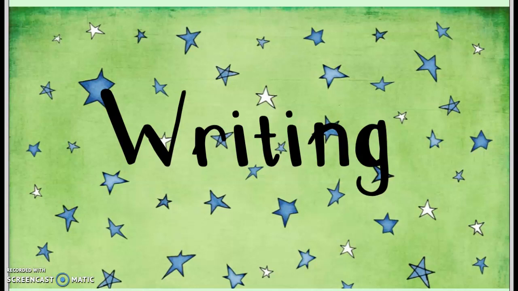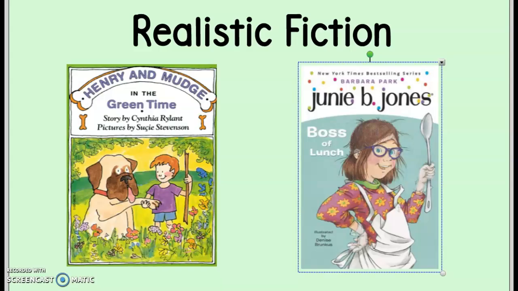All right, first graders, in this unit, we are going to be looking at realistic fiction. Realistic fiction is when a story seems like it could actually be real. These stories have made up characters, but these characters and adventures that they have could really happen in real life. Two examples that you are probably familiar with are Henry and Mudge and Junie B. Jones. Both of these stories are made up, but they could happen in real life.